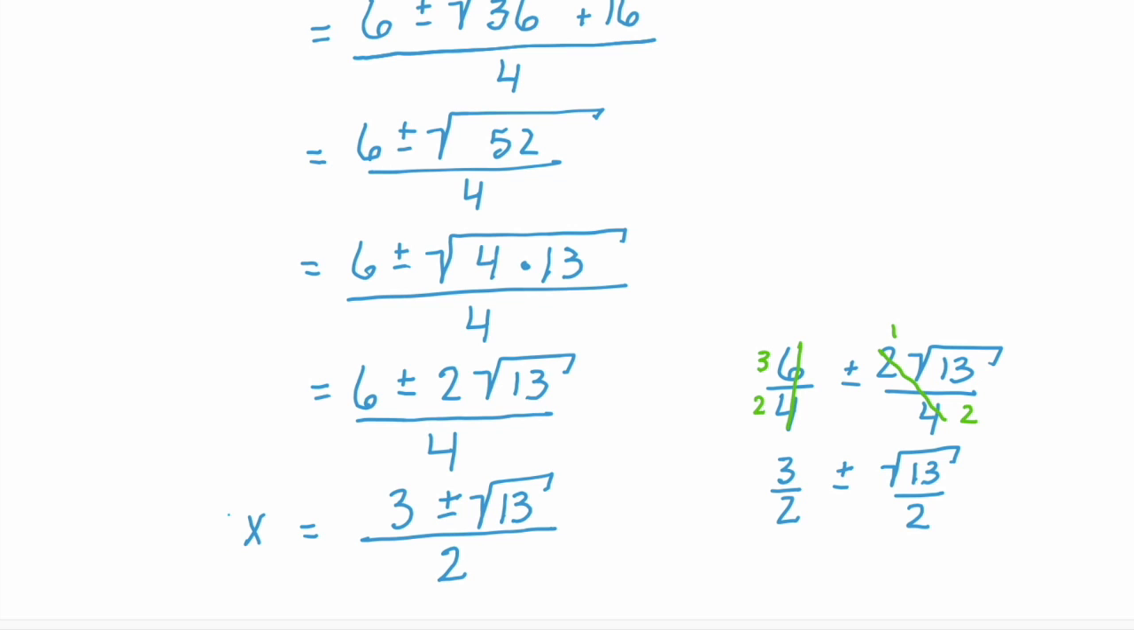over 2. That's as far as this one can go because the square root of 13 isn't a perfect square. And if you calculate the square root of 13 with your calculator, you're actually approximating or rounding the answer. And we don't want to do that. We want the exact answer. So you need to leave it in simplified radical form.